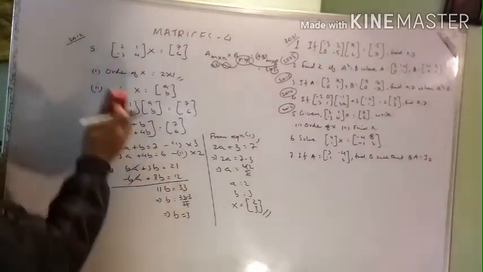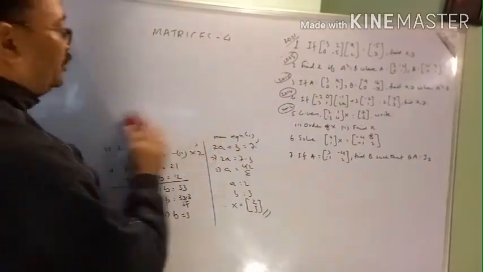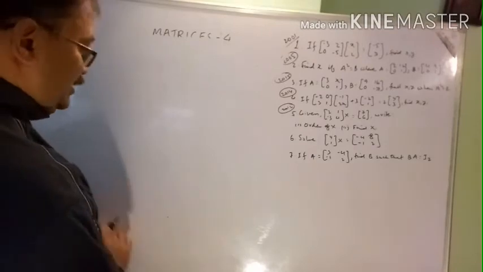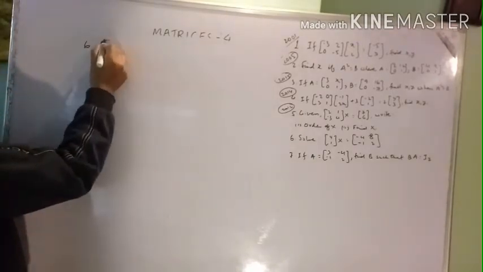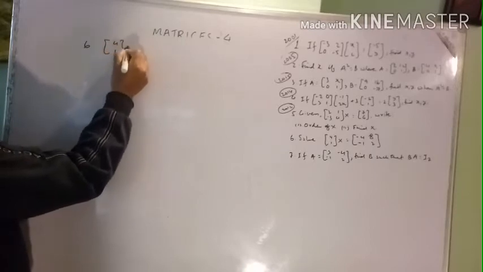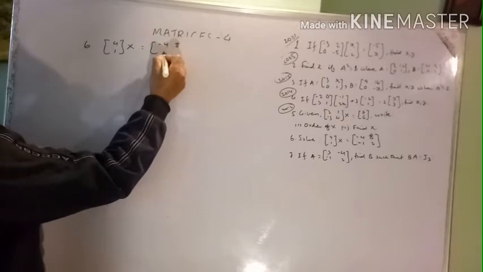Right? Now let's take another example, that is question number 6, similar to this one. So [4, 1] into matrix X equal to [minus 4, 8, minus 1].